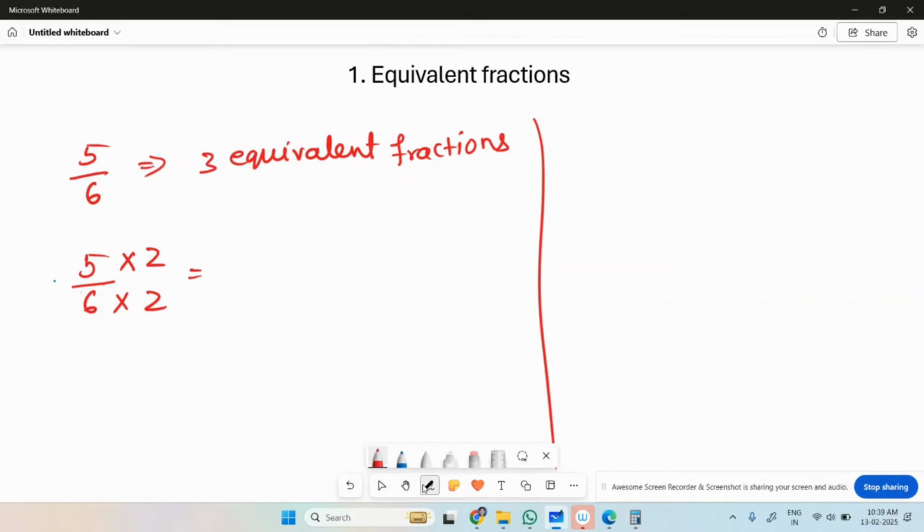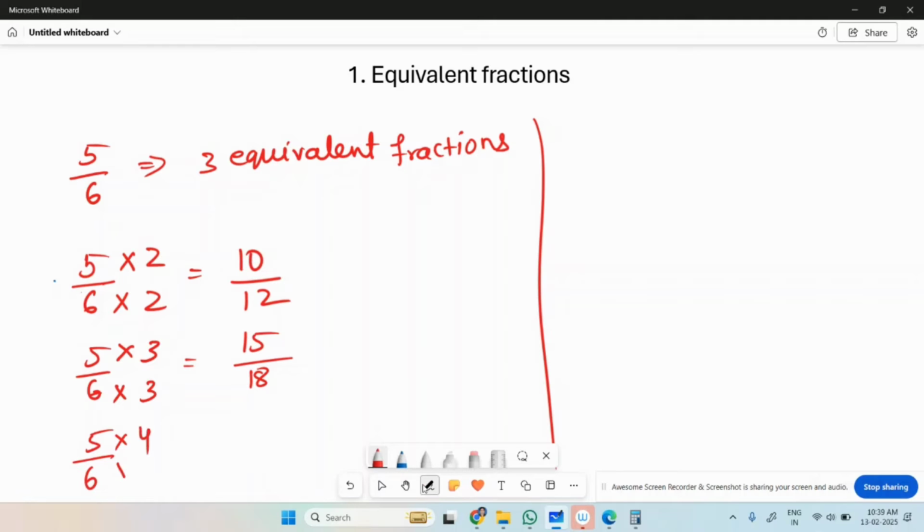Let's take 2 here. 5 times 2 is 10, 6 times 2 is 12. 5 upon 6 times 3. 5 times 3 is 15, 6 times 3 is 18. 5 upon 6 times 4.